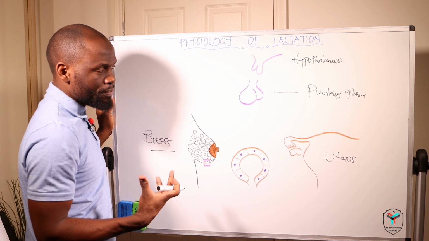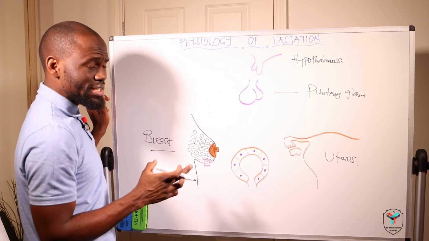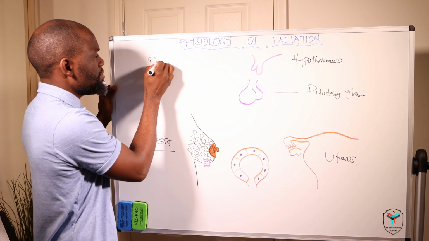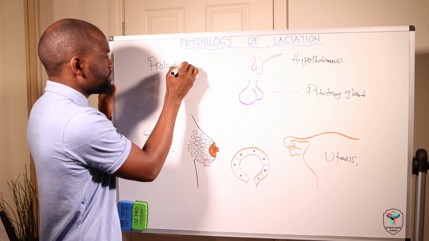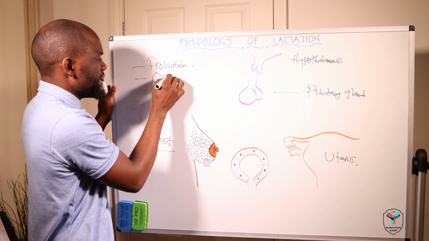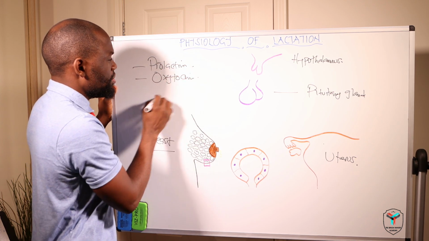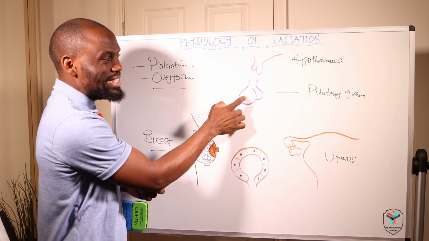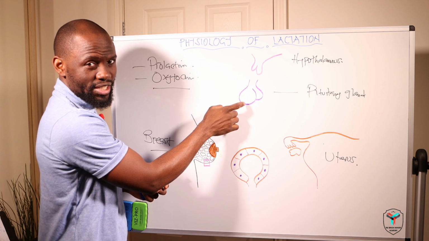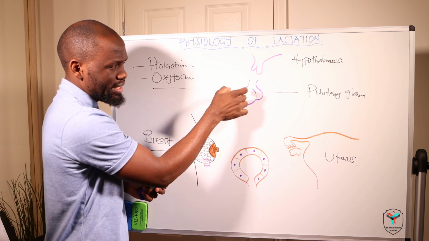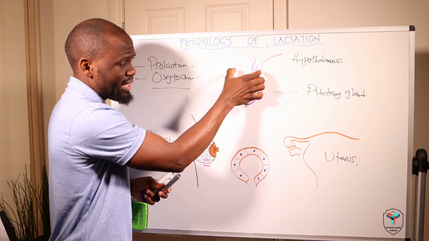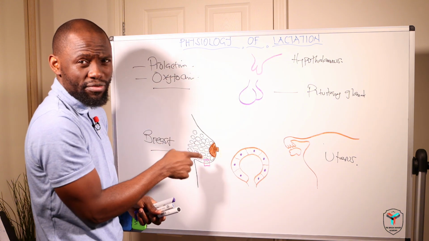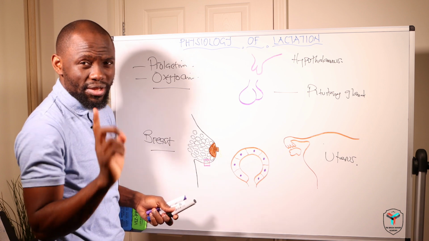So the production of breast milk is facilitated by two important hormones. And those two important hormones will be number one, prolactin. And number two, we have the oxytocin hormone. Now, the prolactin hormone is a hormone that is coming from the anterior pituitary gland. So it has to be stimulated. The pituitary gland has to be stimulated by the hypothalamus to produce the prolactin hormone, which will then come down to the breast of the mother and stimulate the cells that produce the milk.